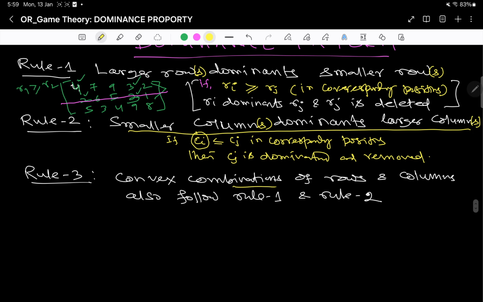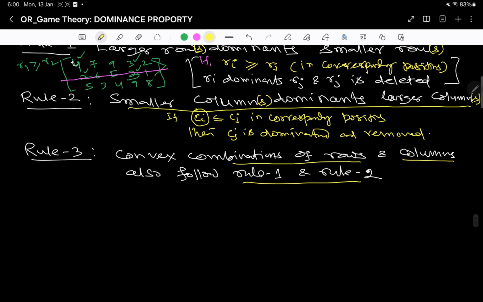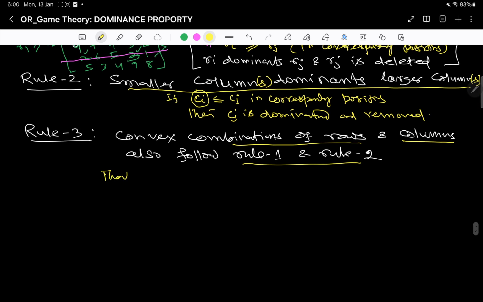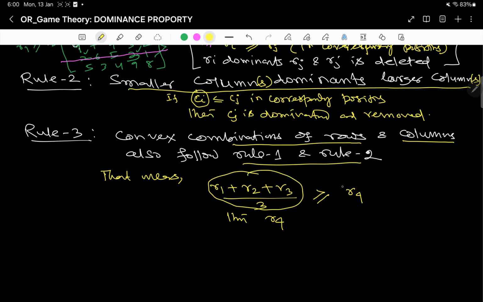Likewise, the convex combinations of rows and columns also follow rule 1 and rule 2. What does it mean? Suppose (R1 + R2 + R3) divided by 3 is greater than or equal to R4. Then this is larger, so R4 is dominated by R1, R2 and R3, and R4 is removed.